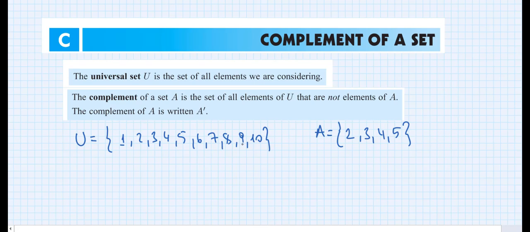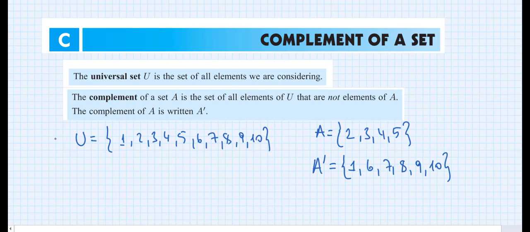And what does the complement of a set mean? Complement of a set A. What does it mean? All the elements which are not in A. I have a universal set, these numbers, and I have a subset. The complement of A is the leftovers, the elements which are outside of A. The notation of the complement is like a prime, A prime. Inside that, we write all the elements which are not in my A, so it's 1, 6, 7, 8, 9, and 10. So this one is my complement of A.